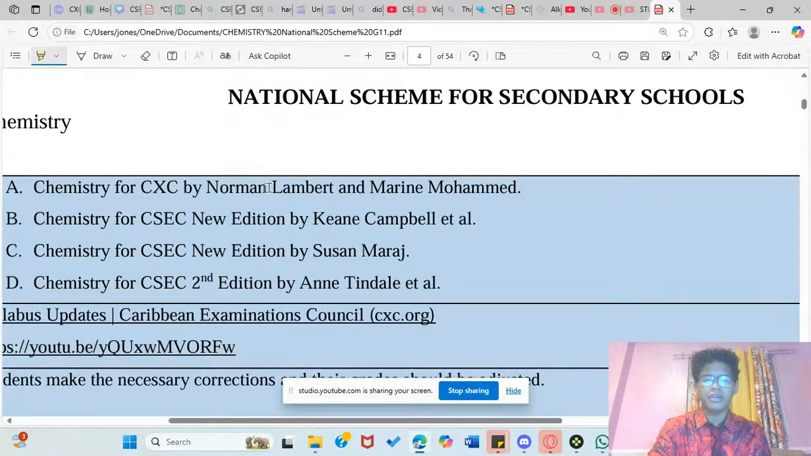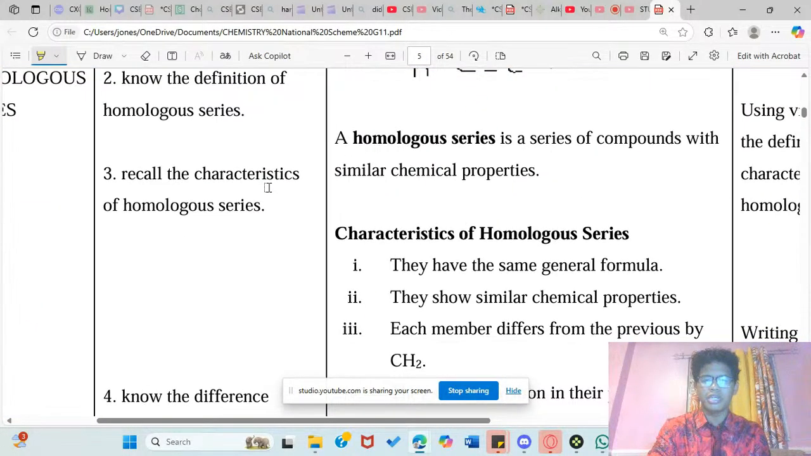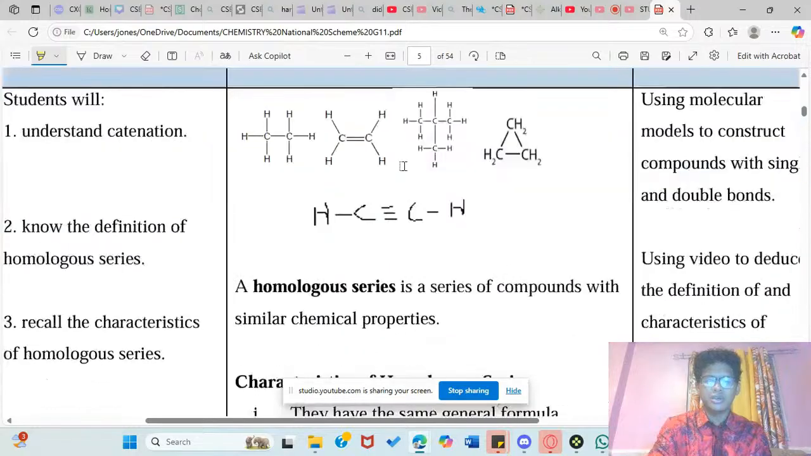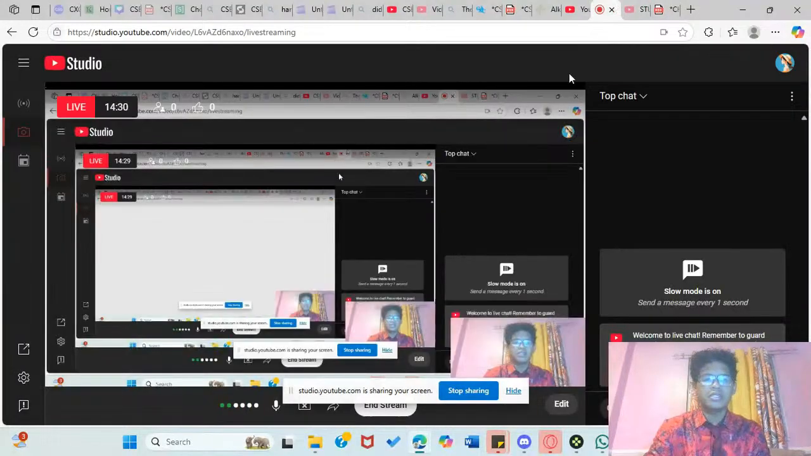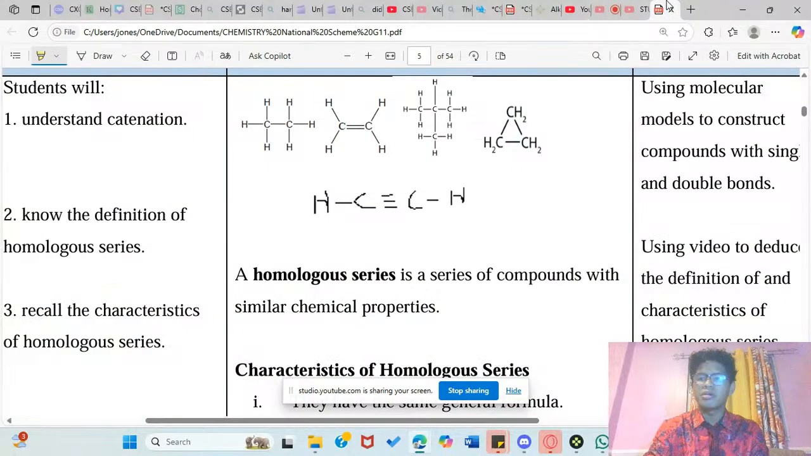Now let's go into some notable things that we could take into account. It says here, a homologous series is a series of compounds with similar chemical properties. So if something does not follow the basic pattern of similar chemical properties, it's not a homologous series. And there are different types of homologous series, such as alkanes, alkenes, alkynes, and such like.